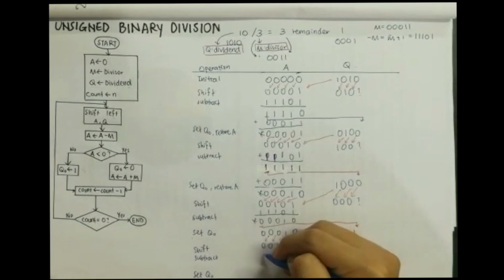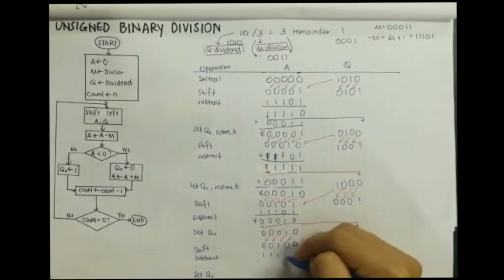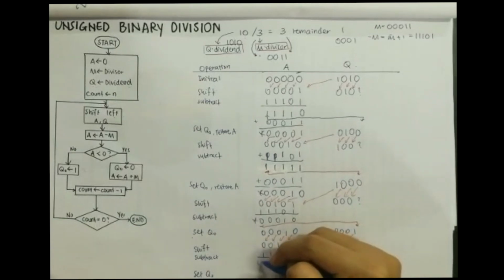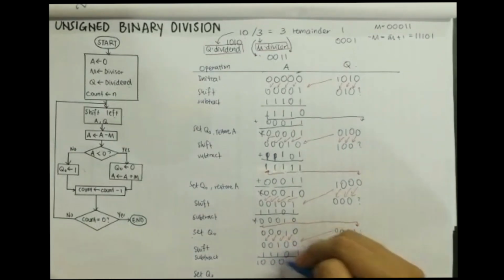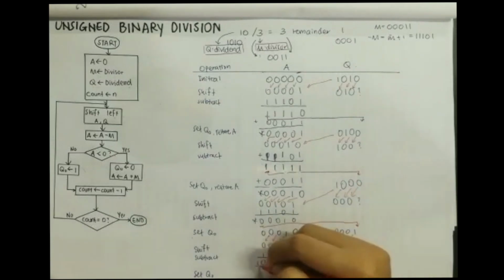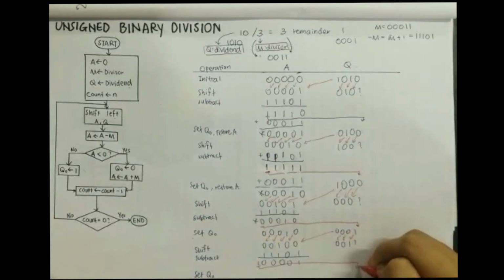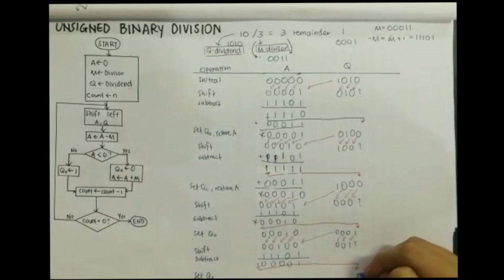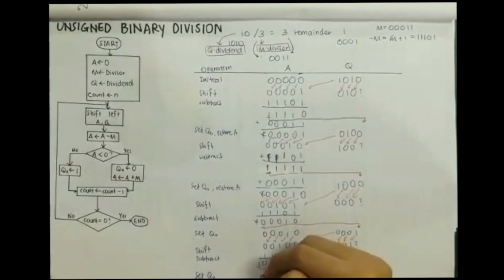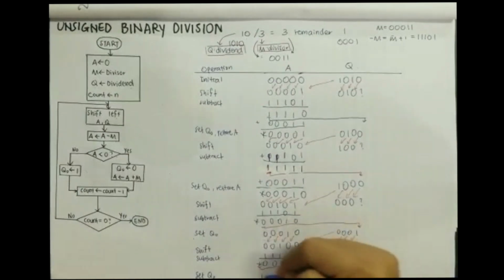When it does, Q0 gets a 1 bit. Now, the first digit is 0, so Q0 is 1. So, M does not need to be added back to A. Since the count is 0, we get the remainder and quotient, which are 0, 0, 0, 0, 1 and 0, 0, 1, 1.